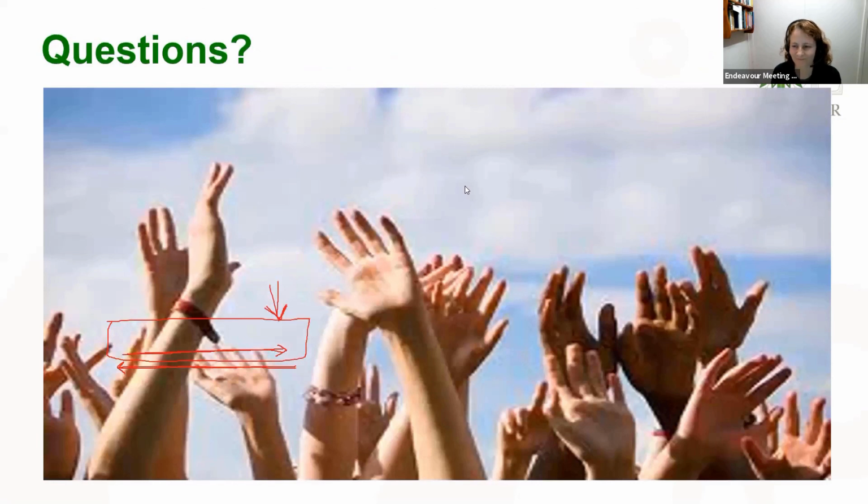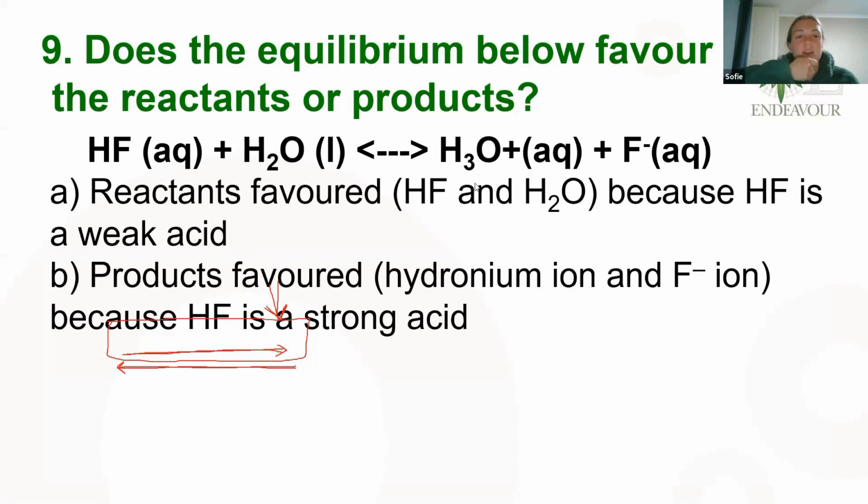Oh, sorry, just to butt in. When it says favour the reactants or the products, what does favoured mean? Favoured means, is the equilibrium point going to create more of those things? So is there going to be more reactants present than products? Okay.